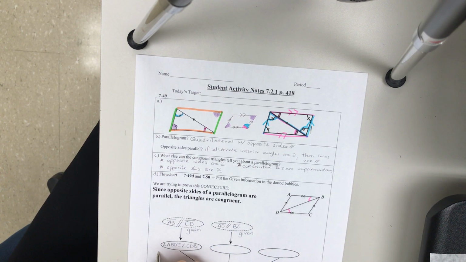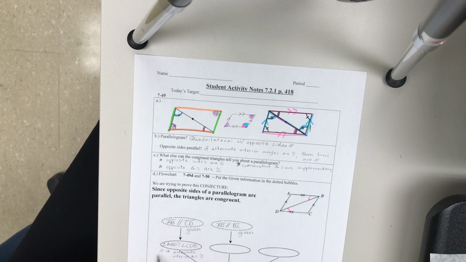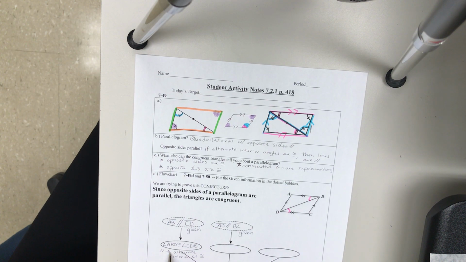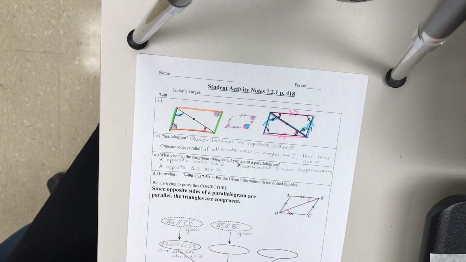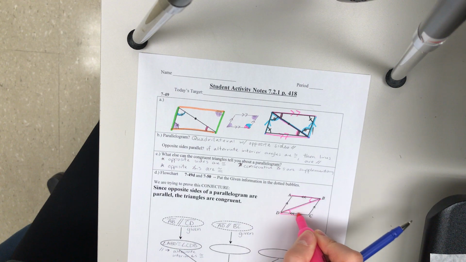Why is that? If lines are parallel, then alternate interior angles are congruent. So we can start using some shortcuts when we use notation. Any if-then statement can use an arrow to show if lines are parallel, then alternate interior angles are congruent. And again, that went with AB and DC. That's the Z there.